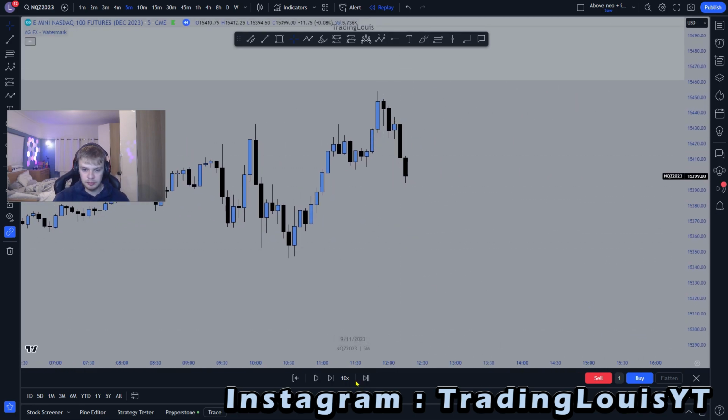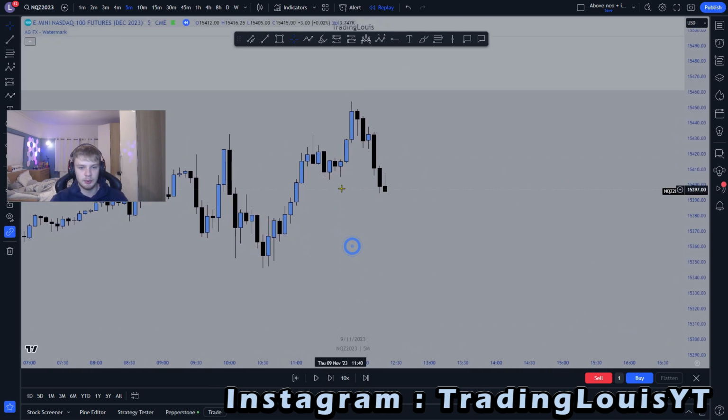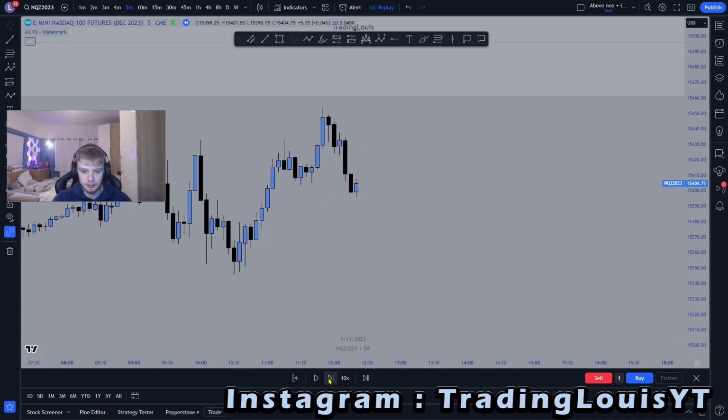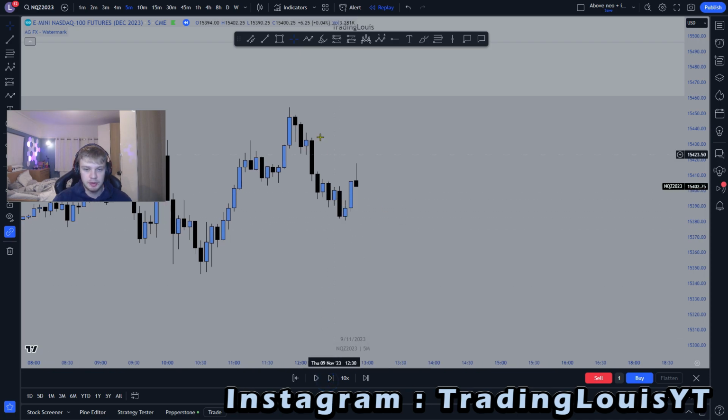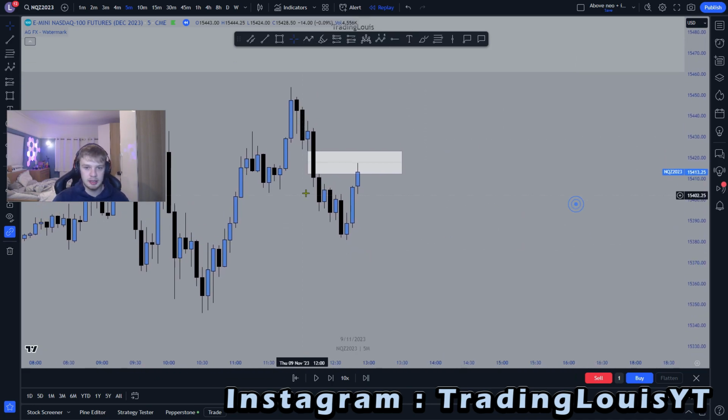So let's say we are looking at this price action. We have this move down, and then price is coming up to retrace into this bearish fair value gap. Now, would I take this fair value gap in this down leg?